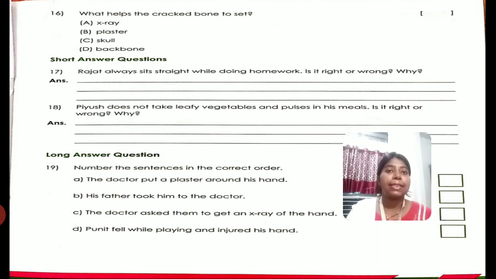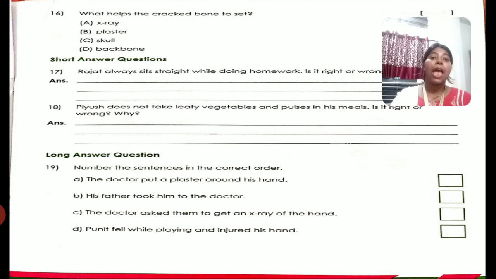Okay. Next, Piyush doesn't take leafy vegetables and pulses in his meals. Is it right or wrong? You have to take leafy vegetables in your meals. We have seen, to make the bones healthy and strong, we need to have the leafy vegetables, the green vegetables in our diet. So Piyush is wrong.